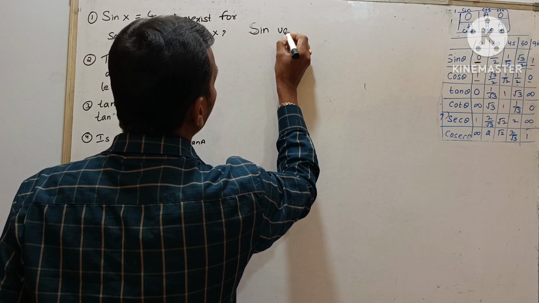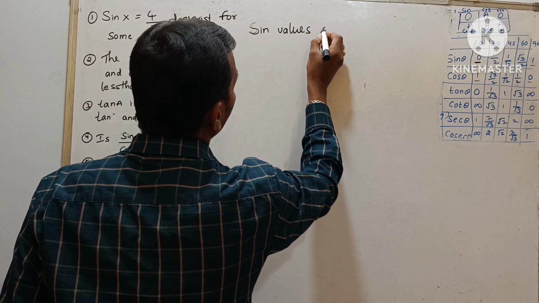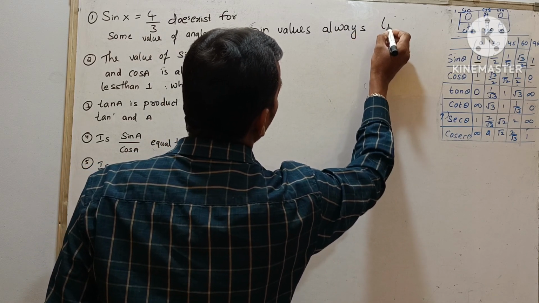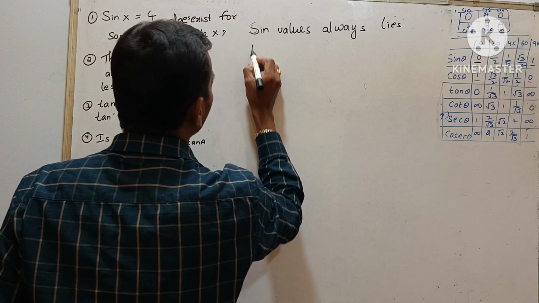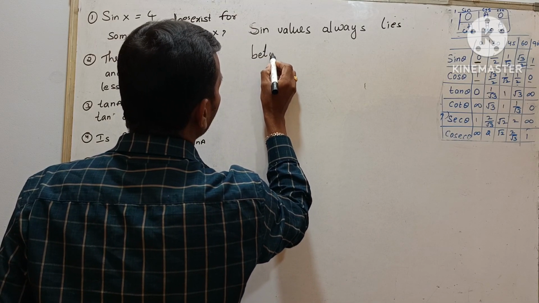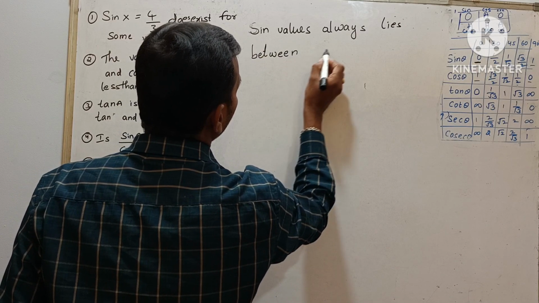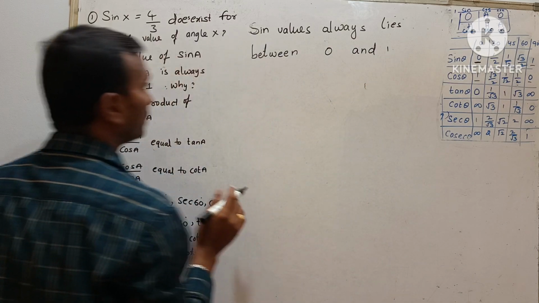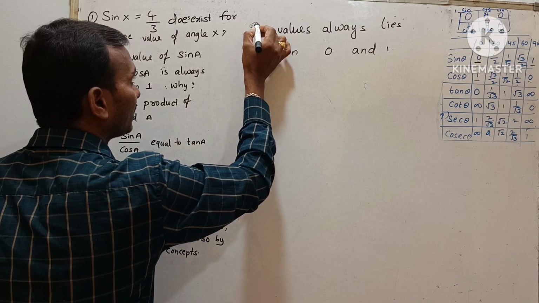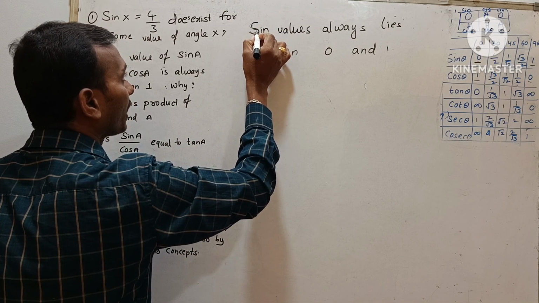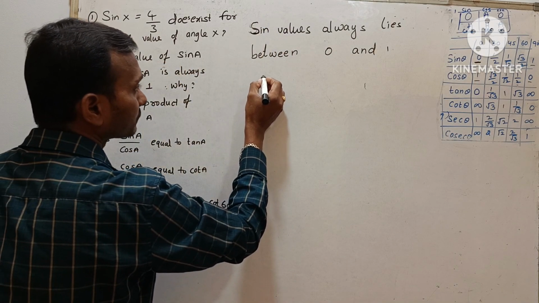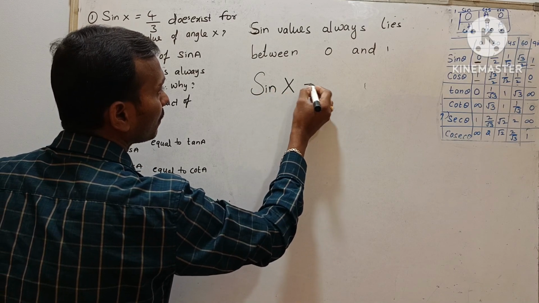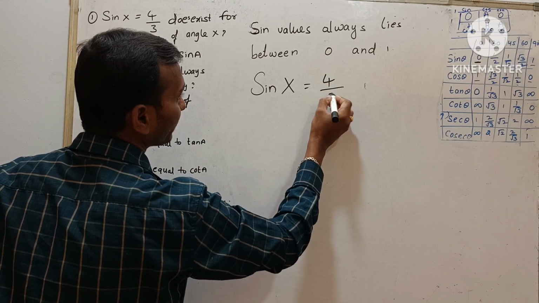Sine value always lies between 0 and 1. So first we have to understand that sine value always lies between 0 and 1. Now given sin x is equal to 4 by 3, we have to find the value of x.